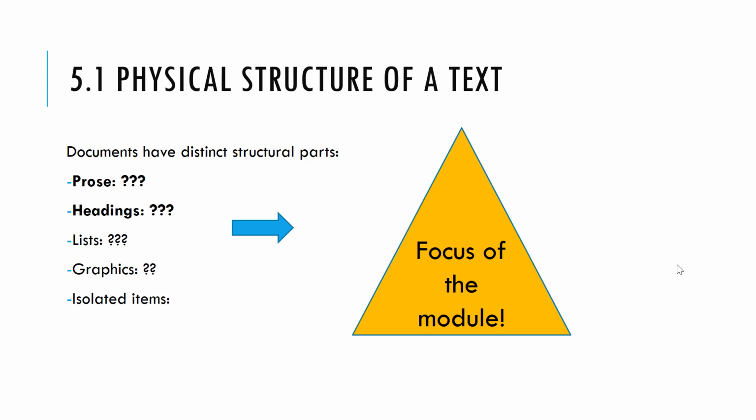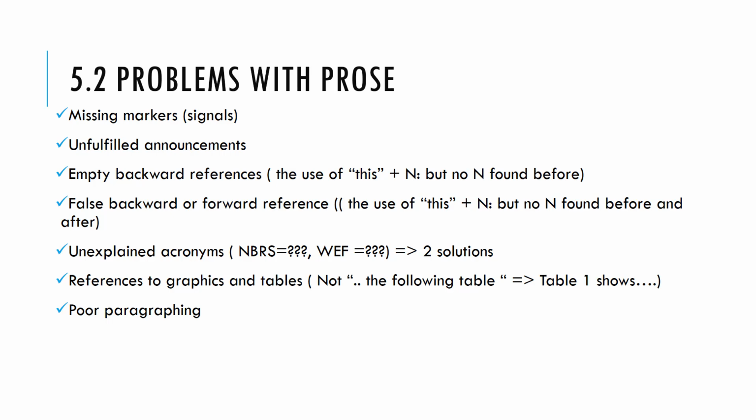In the remaining sections of this module, we will look at several problems that may arise with the prose and the headings only. The first two here will be the focus of module number 5. So that is also section 5.2 here, problems with prose. There are a lot of problems with the prose that you can see on the screen.